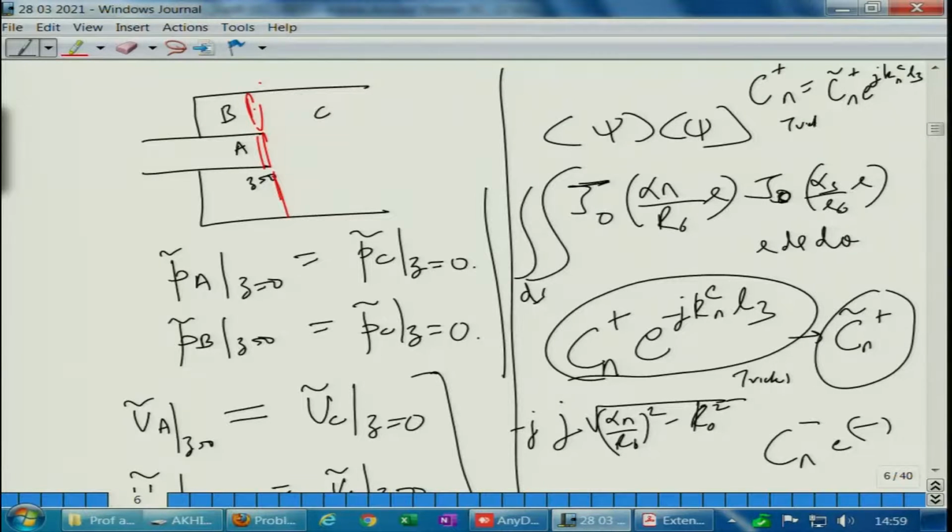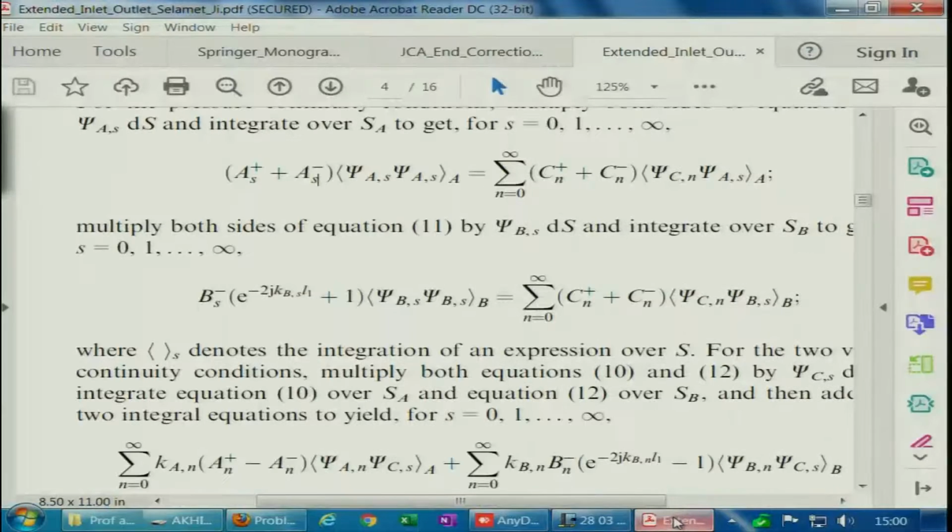Trick 2 at the inlet is that we just multiply this analytically with e to the power j k n C L 3. So, this will be C n plus is equal to C n tilde plus is equal to this thing. So, there will not be any numerical problems, because when this is j, so j into j square is minus and minus k C n L 3. So, this will become an exponentially decaying term. So, C n plus is an exponentially decaying thing.